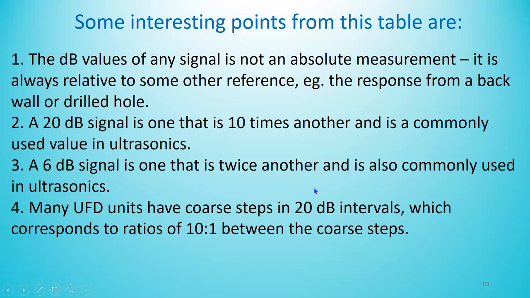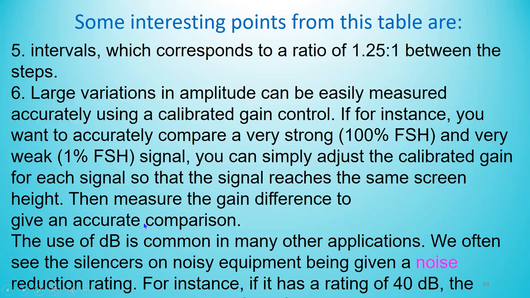The dB value of any signal is not an absolute measurement. It is always relative to some other reference, such as the response from a backwall or drill hole. A 20 dB signal is one that is 10 times another and is a commonly used value in ultrasonics. A 6 dB signal is one that is twice another and is also commonly used. Many UFD units have coarse steps of 20 dB intervals, which correspond to ratios of 10 to 1 between steps, and fine steps with intervals corresponding to a ratio of 1.25 to 1 between steps.